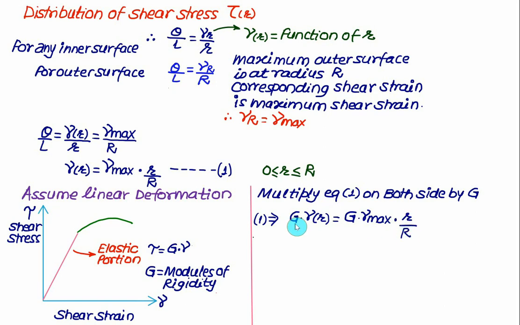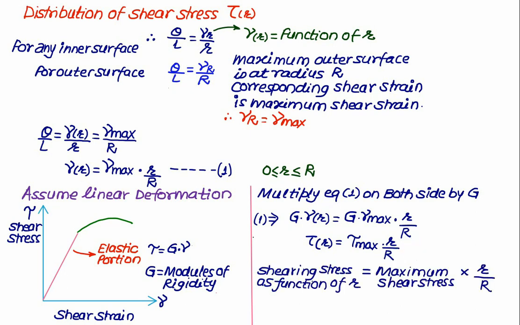Now G multiplied by shear strain is the same as the shear stress. So this total value will be equal to the shear stress at any radius r. We'll write this as the shear stress at any radius r, or the shear stress as a function of radius, and G multiplied by the maximum shear strain will be the maximum value of the shear stress, so it is equal to tau max multiplied by r divided by capital R.